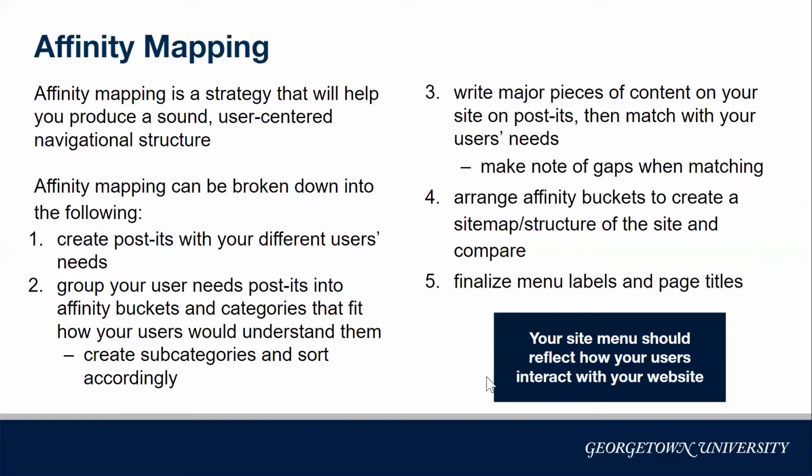Once you have all of your users' needs sorted, the next step is to write down all of the major pieces of content on your site. Then you're going to want to match those pieces of content with your user needs. When matching, make sure you're noting any gaps you might find. A gap can look something like a need that isn't being met by a piece of content. If this is the case, take a look at that need and make note to add content so that you have pieces of content that satisfy all your users' needs.